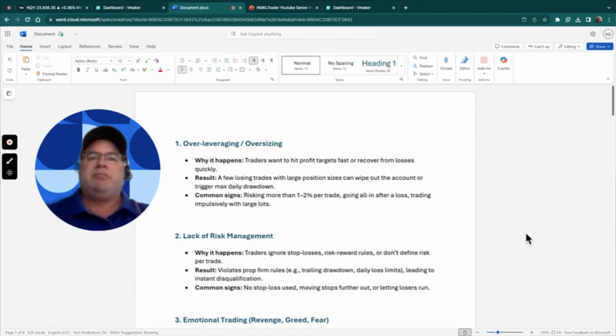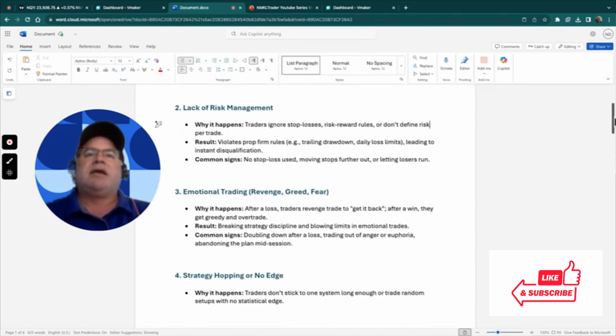The second reason why people blow these prop firm eval accounts is lack of risk management. Okay, just a second here. Let me pull this down just a bit. Lack of risk management. Now, why does it happen?